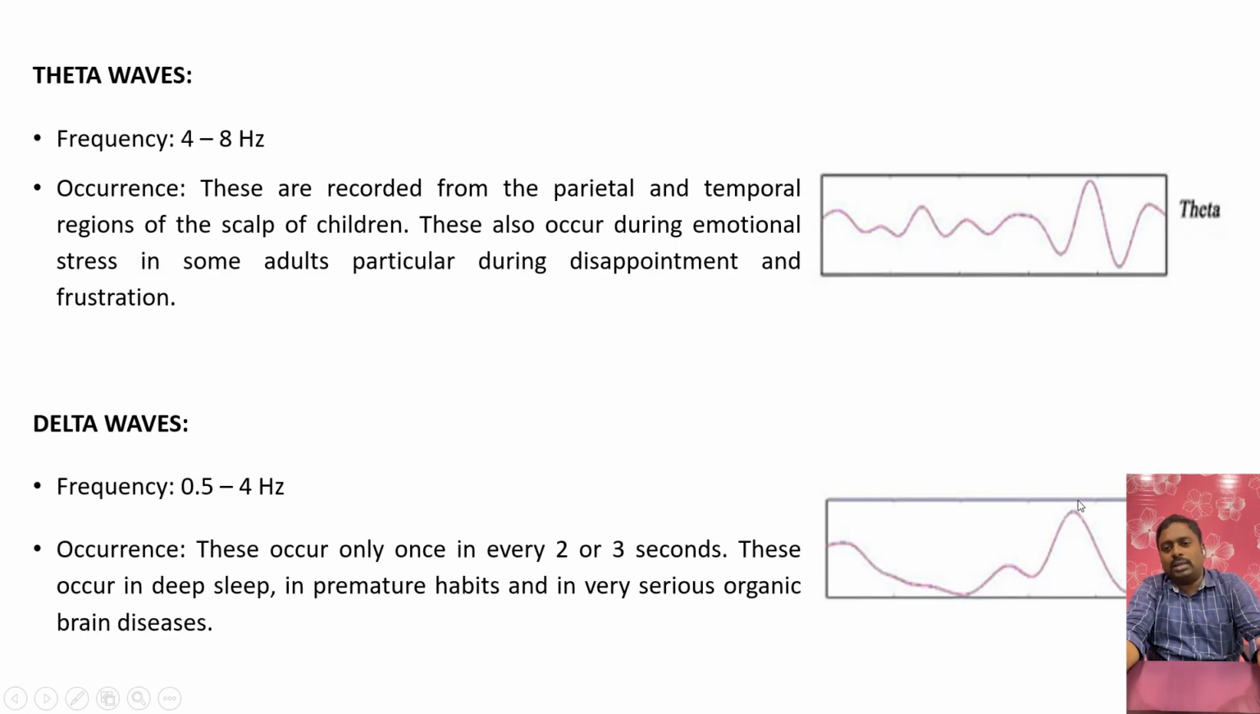Next, go with theta waves. They occur in the range of 4 to 8 hertz. Actually, these are recorded from the parietal and temporal regions of the scalp of children. These also occur during emotional stress in some adults, particularly during disappointment and frustration. So this can be recorded in theta waves, from the parietal and temporal regions of the subject. These waveforms are theta.